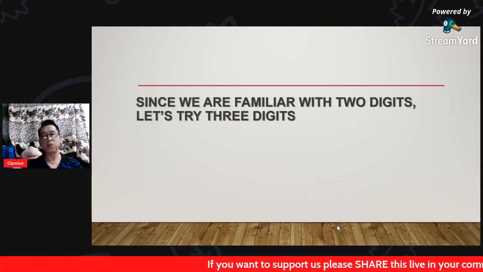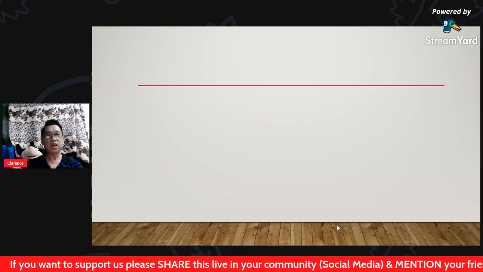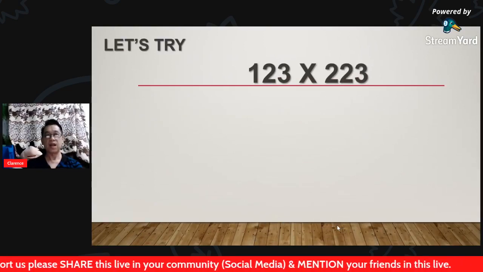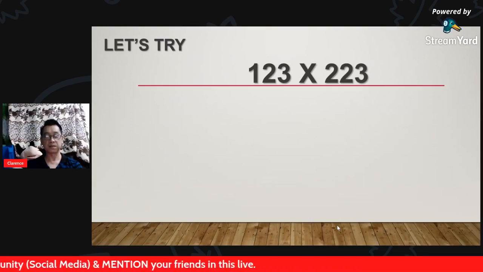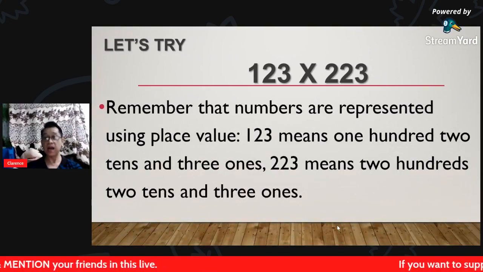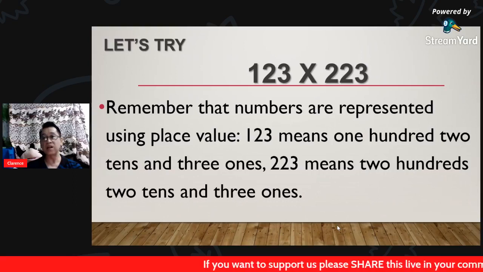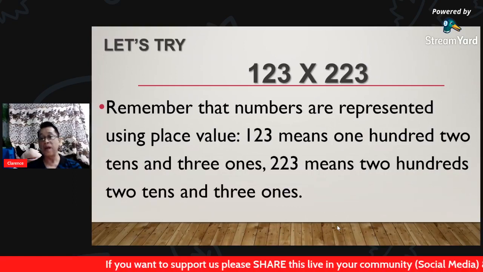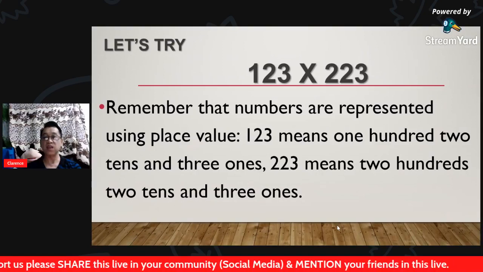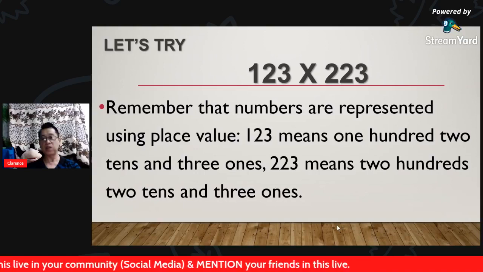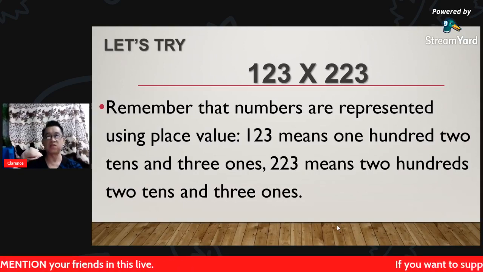Since we are familiar with two digits, let us now try multiplying three digits. Let us try 123 times 223. Again, let us not forget that numbers are represented using place value. 123 means 100, 2 tens, and 3 ones. And 223 means 2 hundreds, 2 tens, and 3 ones.